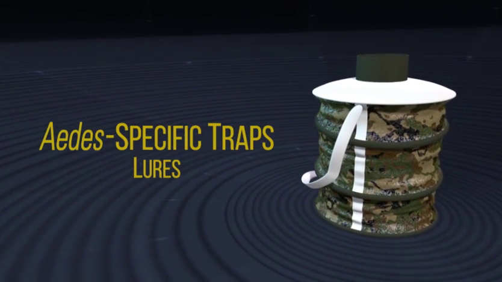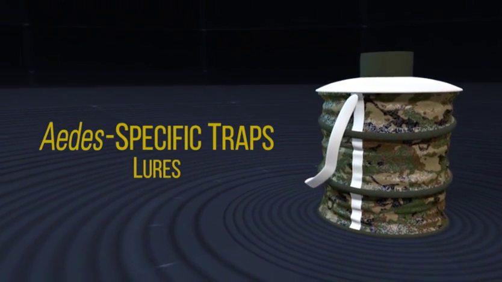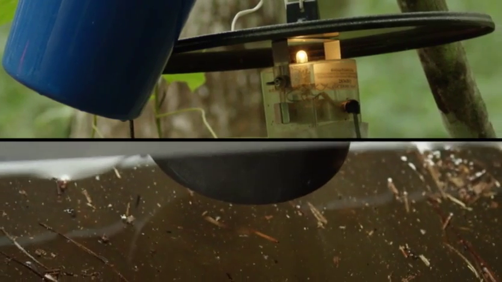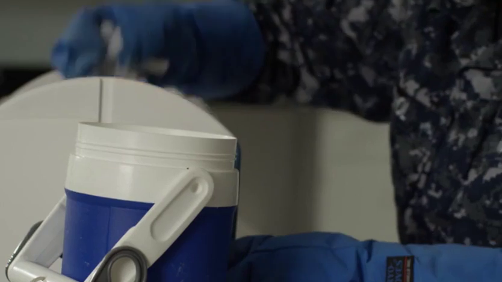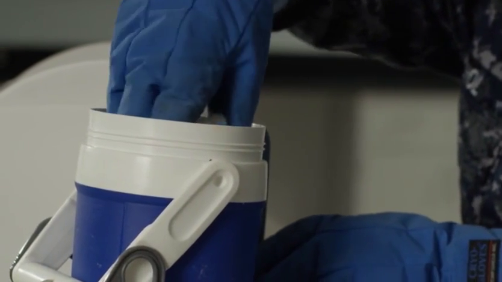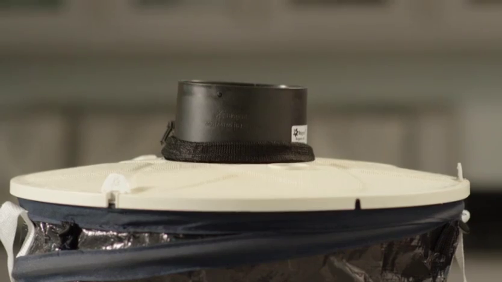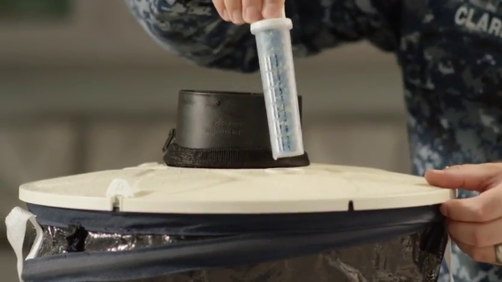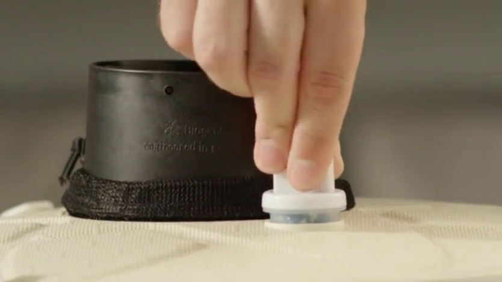Unlike other mosquito surveillance traps, the Aedes-specific trap does not use light or swampy water to lure its prey. You can use a CO2 lure by putting dry ice in an insulated container, or you may choose a stinky chemical lure sold from the trap manufacturer to attract Aedes by scent.